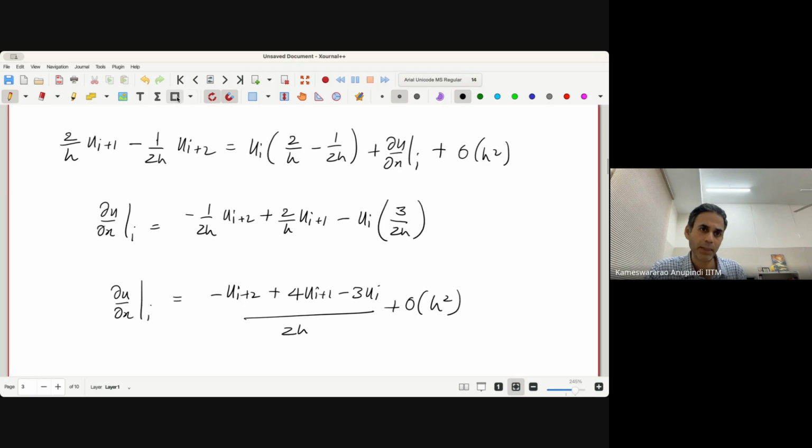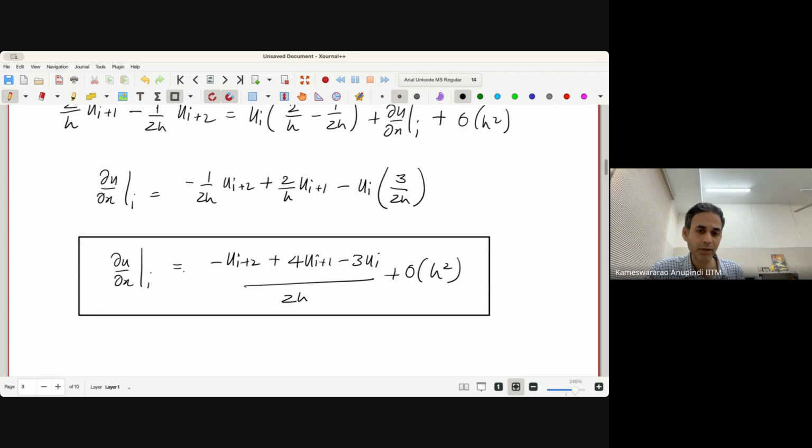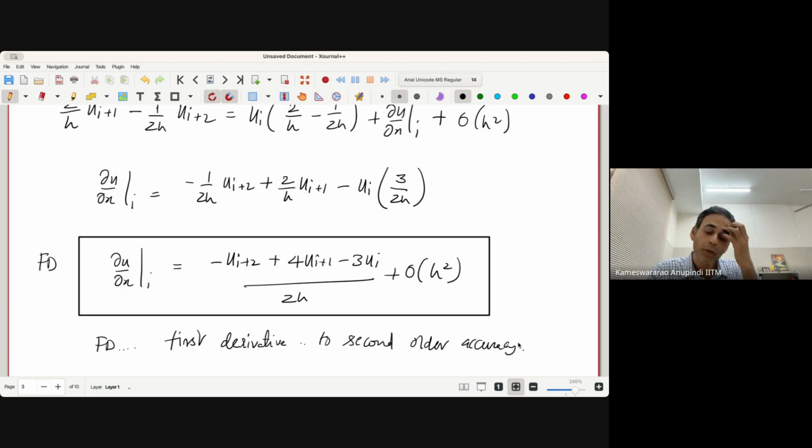So that is the first derivative to second order accuracy, right? So we have just derived the formula for the first derivative, which is basically the forward difference formula. So the forward difference formula for first derivative to second order accuracy. Okay. Any questions so far on how we are deriving this?